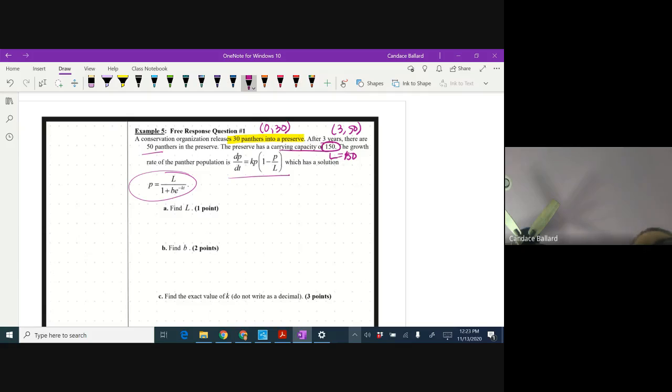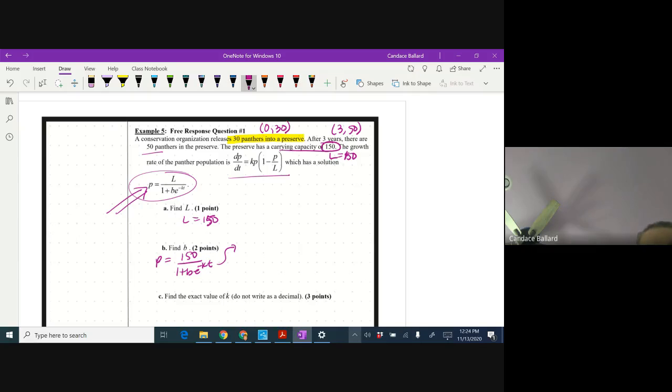Okay. We have to find L. Didn't we already do that? Wasn't it 150? Right? All right, now we have to find B. So what I'm going to do is go into this, use that equation right there, and try to use my initial condition in order to find B. So I'm going to write out P equals the carrying capacity 150 over 1 plus B e to the negative kt.